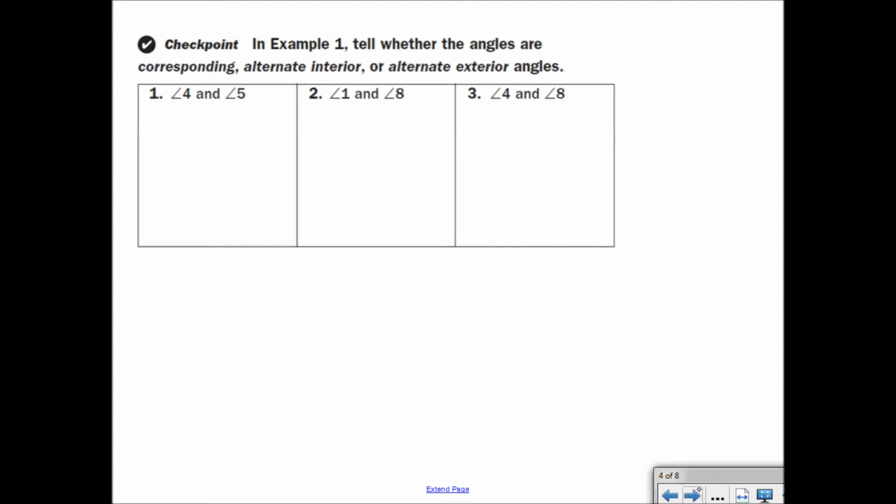Checkpoint. Take a moment, pause your video, and answer these three questions. When you're ready, push play and come back to check your answers.